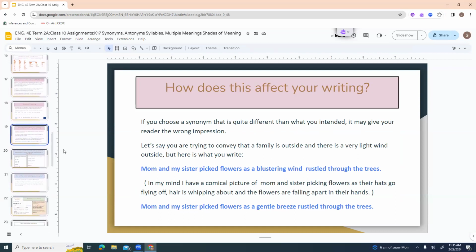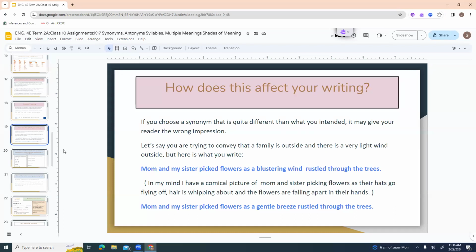Let's say I'm trying to convey that a family's outside and there's a very light wind, but I accidentally choose a synonym and say, Mom and my sister picked flowers as a blustering wind rustled through the trees. Blustering's an odd choice there because in my mind, I now have this very comical picture of mom and sister trying to pick flowers as their hats are flying off and their hair is whipping around and the flowers are falling apart in their hands because it's too strong a synonym.